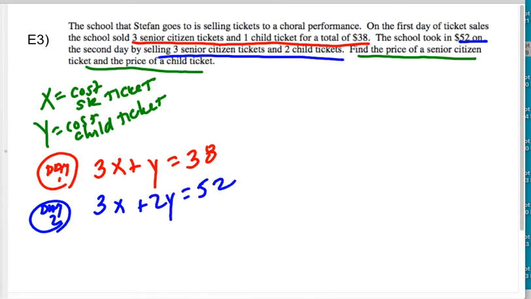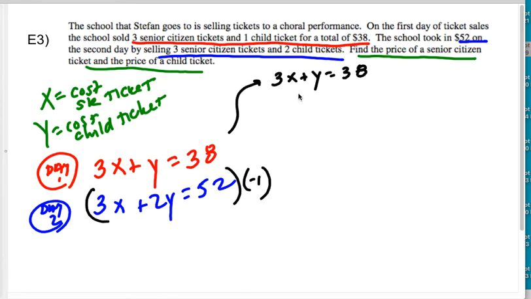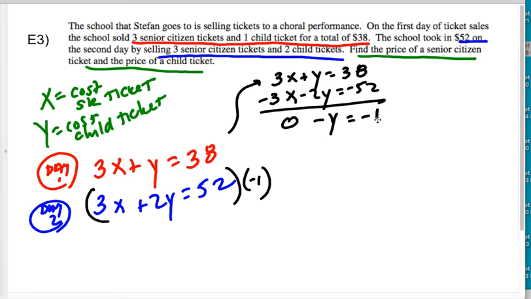So I'm going to argue that this is another good system for elimination. If you chose to pick substitution, I would suggest that you solve for this y because it's already all by itself. But I'm going to go ahead and multiply the entire bottom equation by a -1. And so I'm going to get 3x plus y equals 38. And my second equation is -3x minus 2y equals -52. When I add straight down, the x's will cancel. I'll get -y equals -14. So y must be 14.